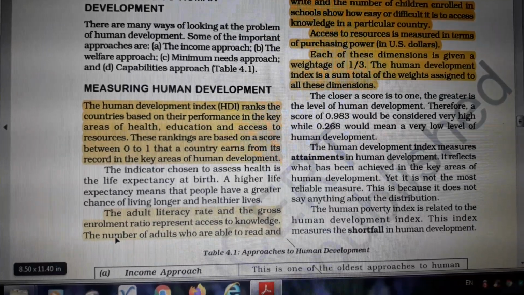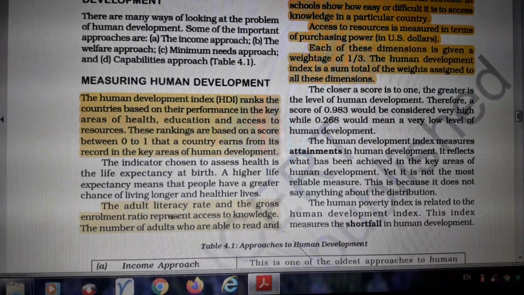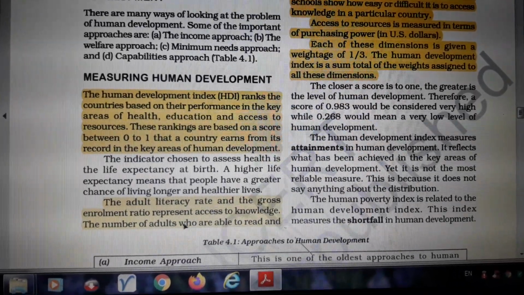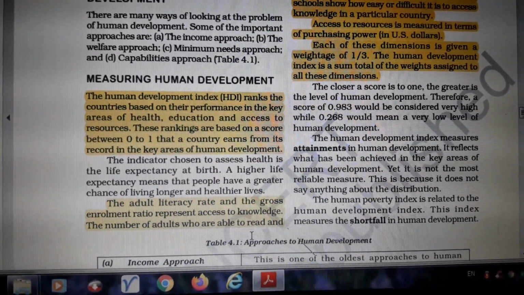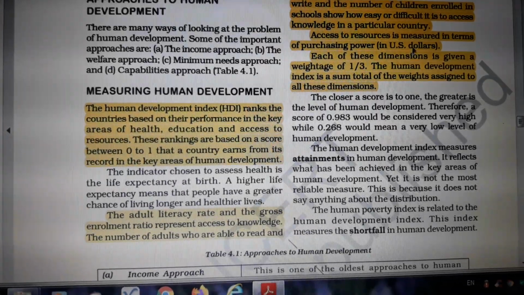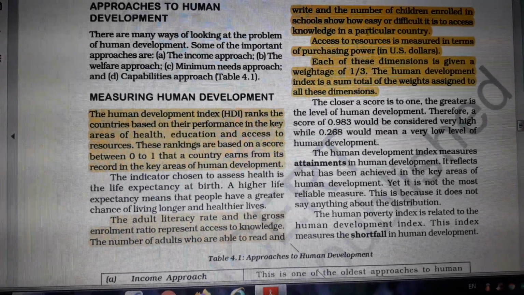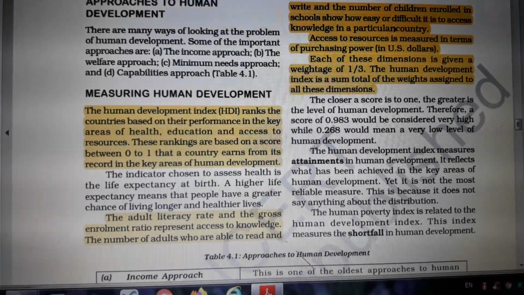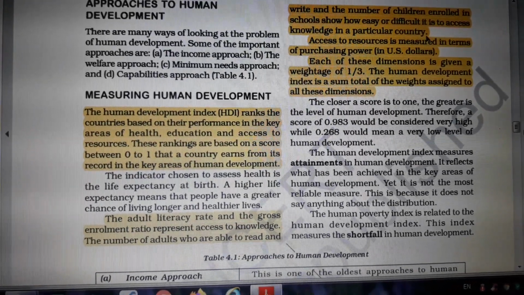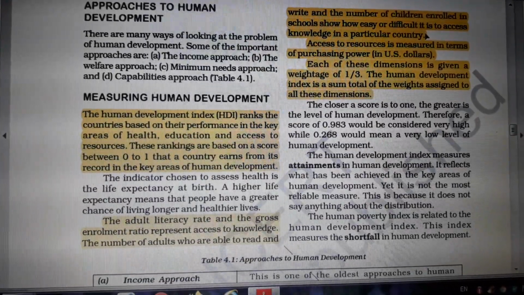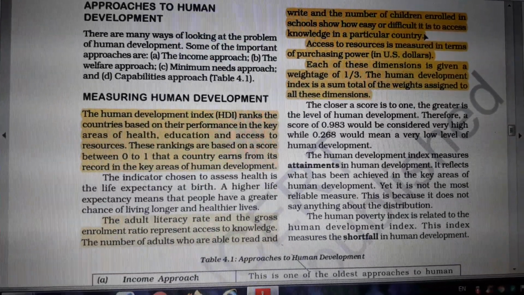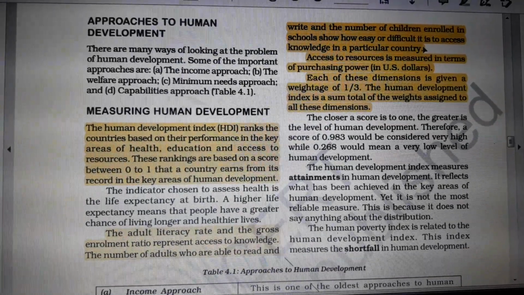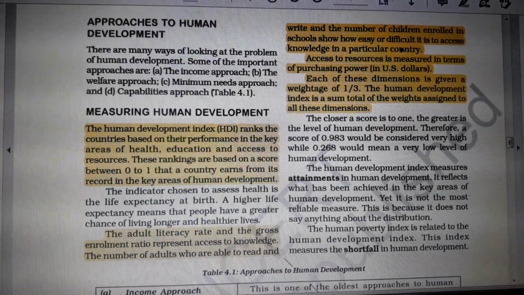Next, literacy: the adult literacy rate and the gross enrollment ratio represent access to knowledge. That is the number of adults who are able to read and write, and the number of children enrolled in school. So how easy or difficult is access to knowledge in a particular country? Literacy is one of the main important factors. The more children are enrolled, the more the literacy level increases.